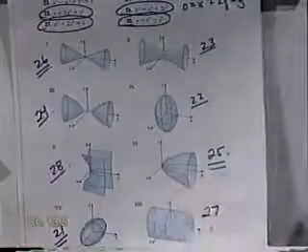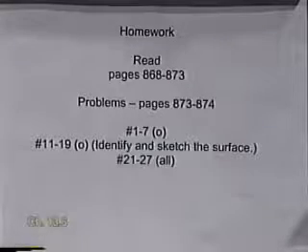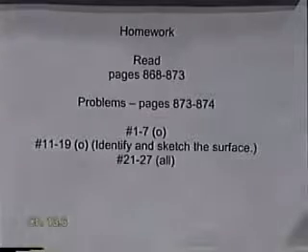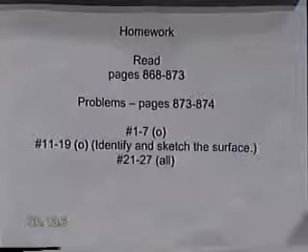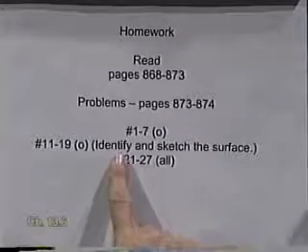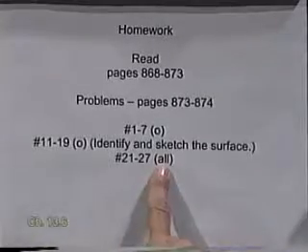Okay, so I just went over them, but I want you to go over them again. All right, for homework for next time, I want you to read pages, and the textbook does a nice job. You really do want to look over their examples. You want to read pages 868 to 873. And then on pages 873 to 874, I want you to do 1 through 7, the odds, and 11 to 19, the odds. They tell you to do all these traces. All I care about is can you identify it and sketch the surface. And then 21 to 27, I want you to do them all. That's that matching that we just did. All right, and I'll see you next time for our last section.